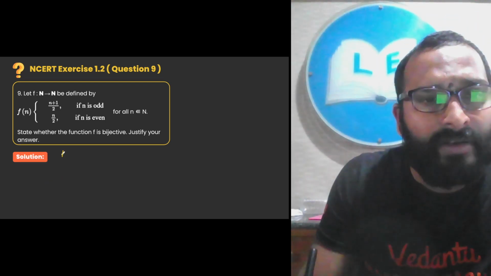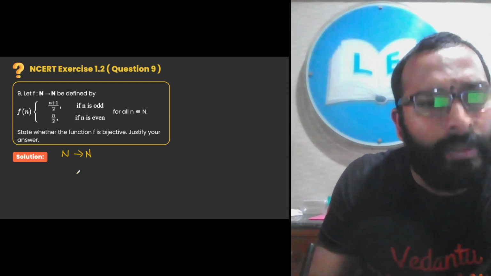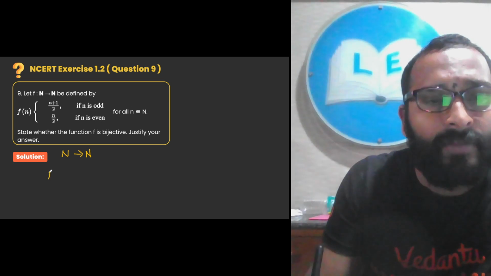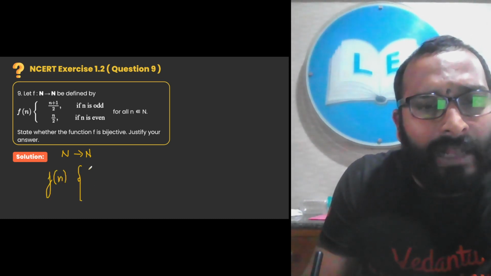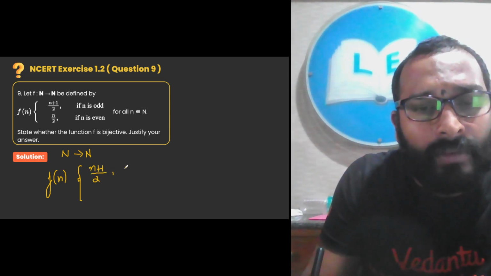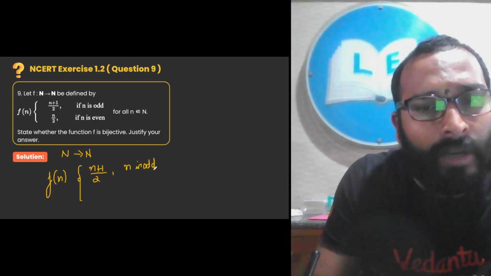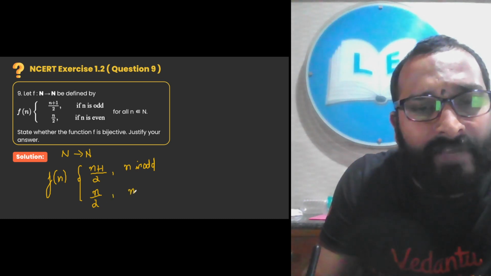The function is defined from the domain being the set of natural numbers to the codomain being the set of natural numbers, and the function is defined in such a way that f of n will take up the value (n plus 1) divided by 2 when n is an odd natural number, and it will take the value n divided by 2 when n is an even number.